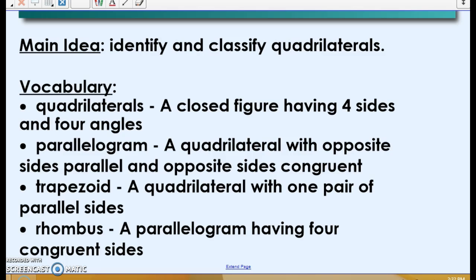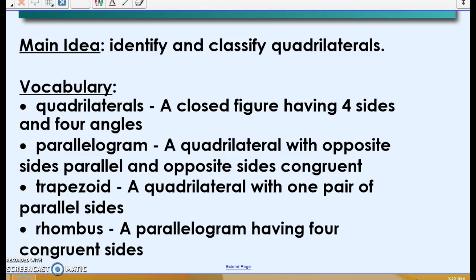And again, we're going to need to start with some vocab so that we know what we're talking about with some of these terms. So a quadrilateral is a closed four-sided shape having four sides and four angles. So a very broad term for a shape. Parallelogram gets a little more specific. A parallelogram is a quadrilateral with opposite sides parallel and opposite sides congruent.